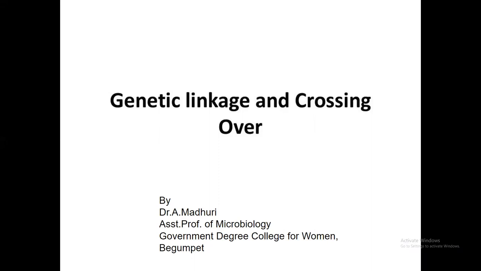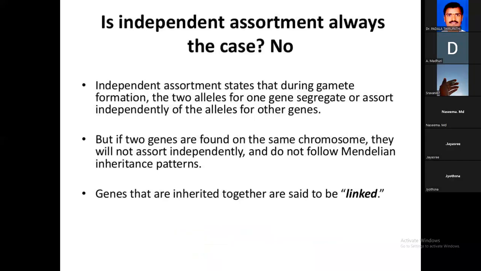Please, you proceed. Generally these concepts will be used to know the distance between genes. This is very interesting. But before that, you have to know some basic concepts like linkage and crossing over. Here, is independent assortment always the case?